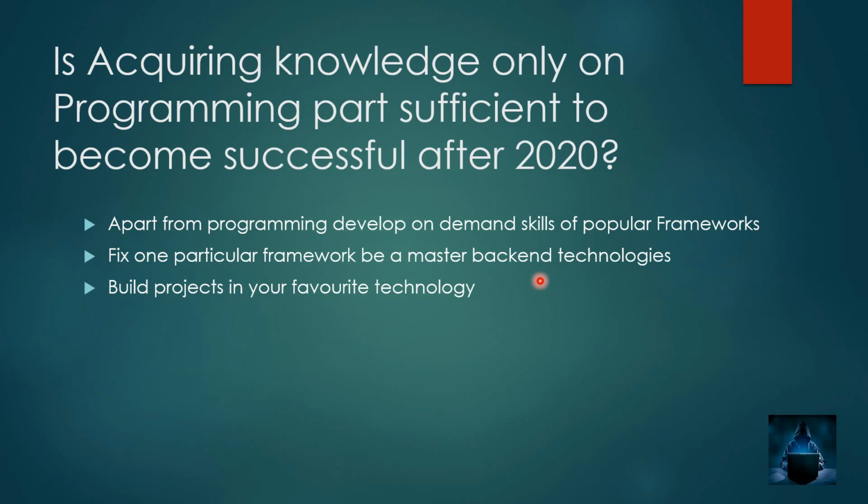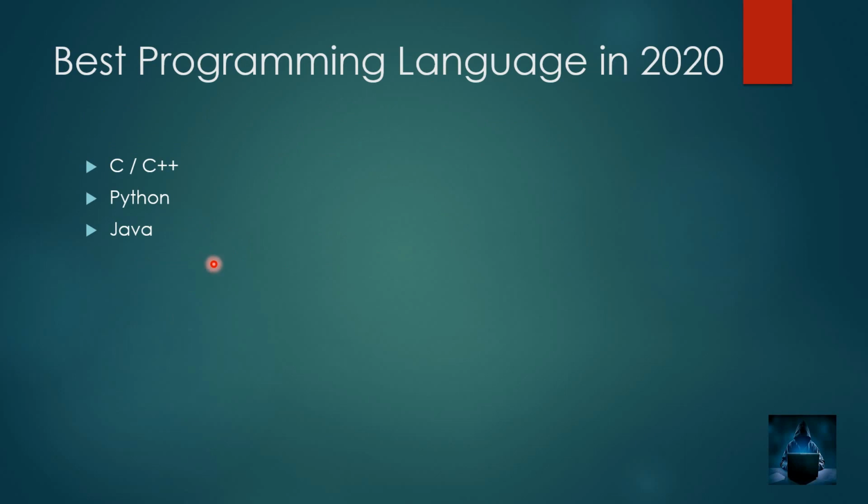Say, for example, if you opt for Python as your favorite programming language, then go with some popular framework that comes under Python. Or if you say that you will be using only Java, then you have even more frameworks compared with Python. In Java also you can opt for any one framework available and go with that. And it is not enough just to learn the backend technologies. You also need to develop some projects by yourself, right? So just choose your favorite technology and build some projects in that technology. The next step is the best programming language that is considered in 2020.